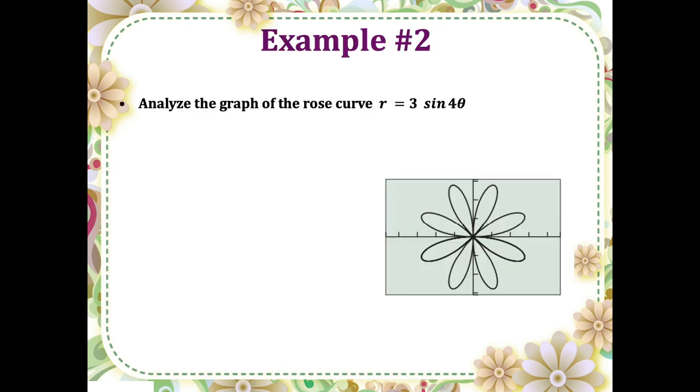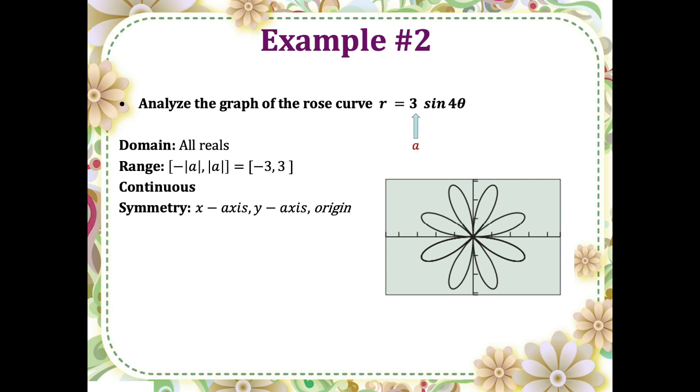Example number 2. Analyze the graph of the rose curve r equals 3 sine 4 theta. The domain is all reals. The range is between negative 3 and 3 inclusive. Continuous. It is symmetrical about the x-axis, y-axis, and about the origin.